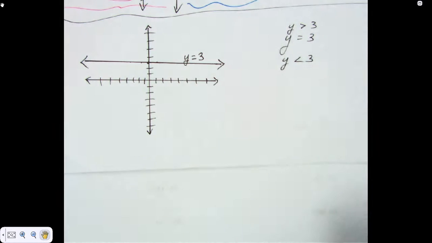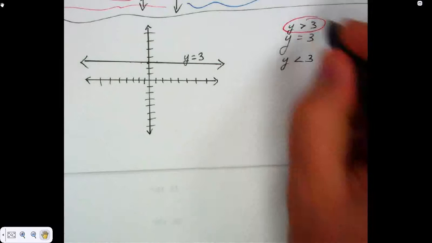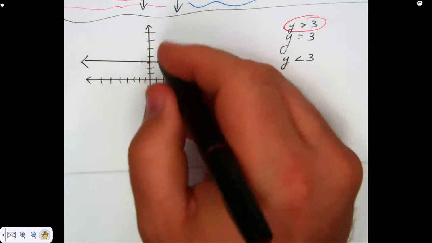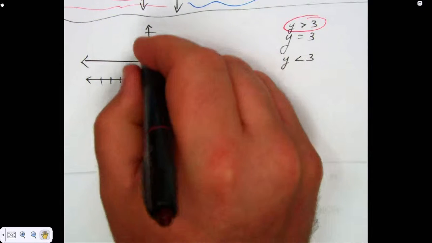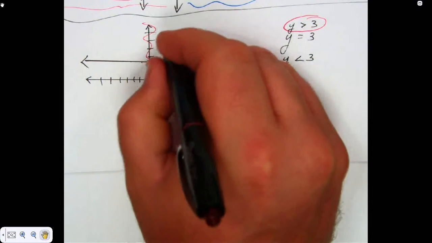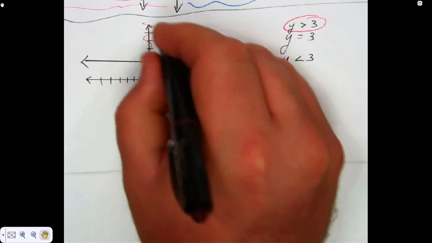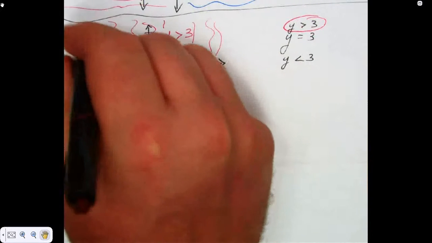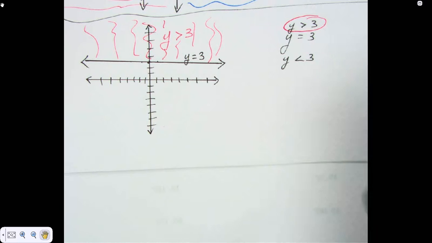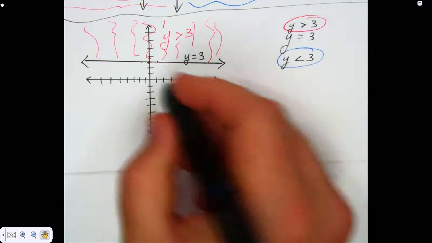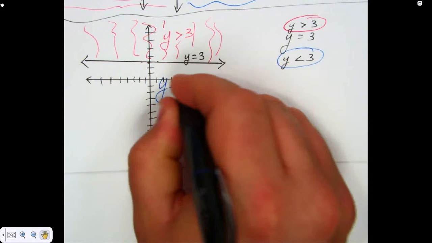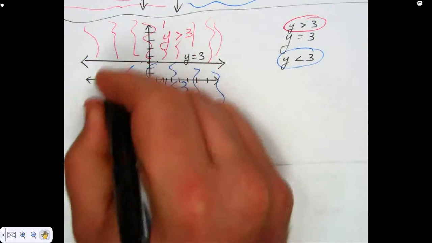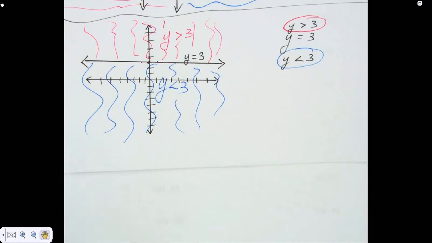Now, let's talk about the y's greater than 3. Where do the y's get bigger, up or down? Up. So that's everywhere y is greater than 3, is it not? So I would shade on this side. Where do the y's get less than 3? Down. You guys act like it's easy, but the key is graphing it first.